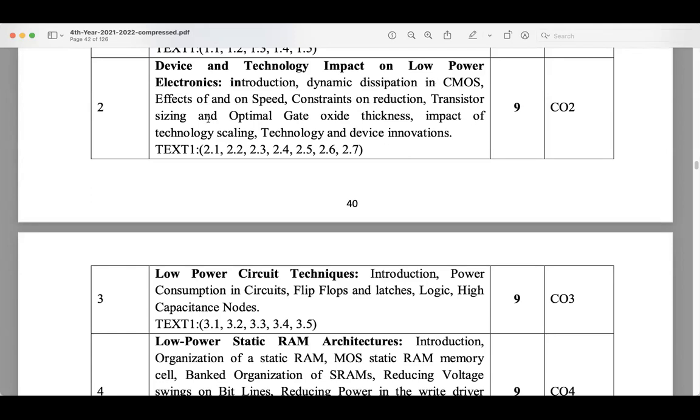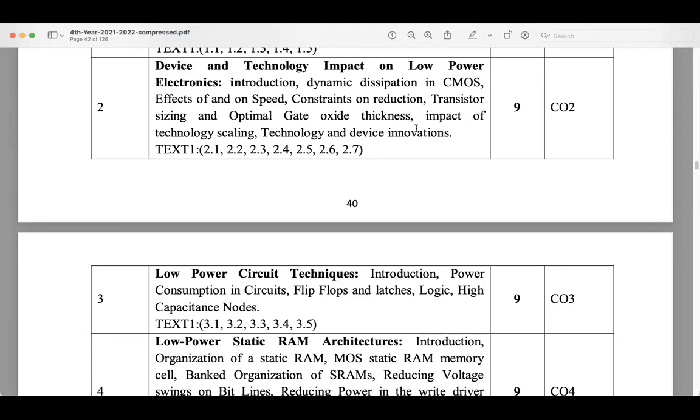Then transistor sizing, right? So I was talking to you about the scaling. So how much size is optimal, and we'll be talking about the SiO2, the gate oxide thickness. So this is nothing but called TOX, thickness of the oxide, right? So if you can recall with the CMOS VLSI designs course, right? So there it talks about the gate oxide thickness.